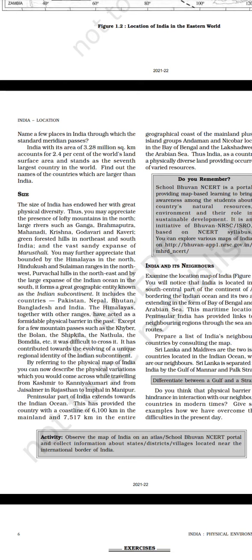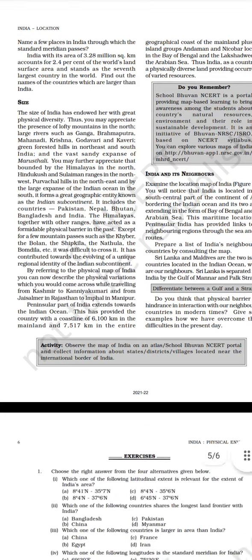Differentiate between a gulf and a strait. Do you think that physical barrier is a hindrance in interaction with our neighboring countries in modern times? Give some examples of how we have overcome these difficulties in the present day.